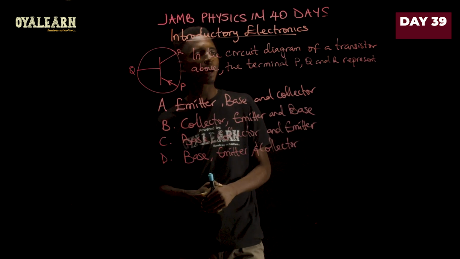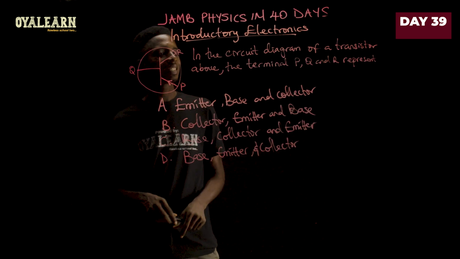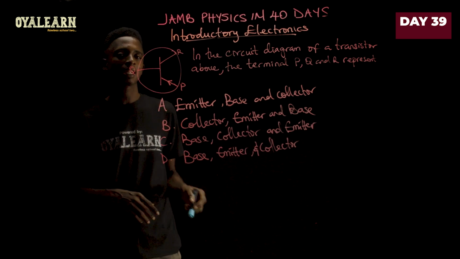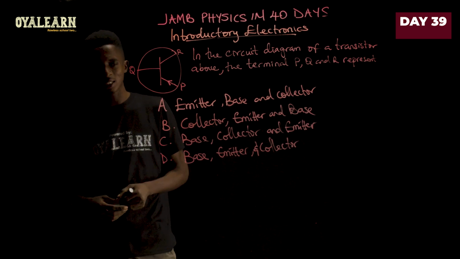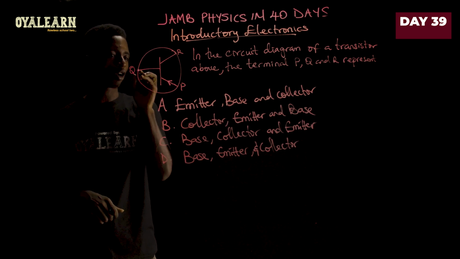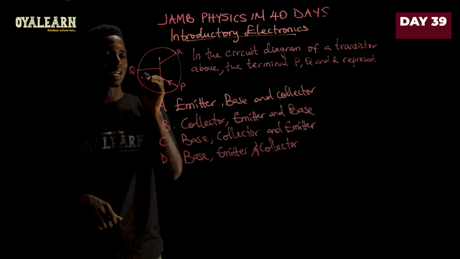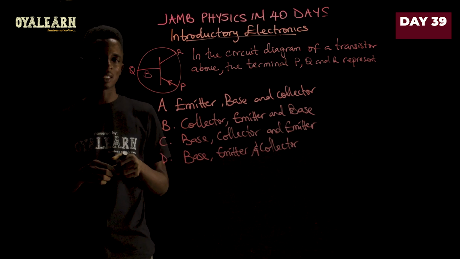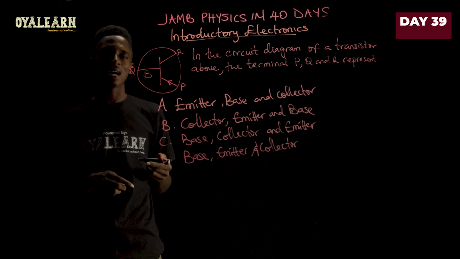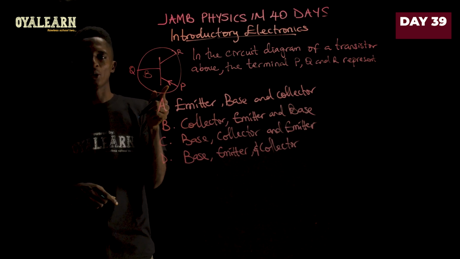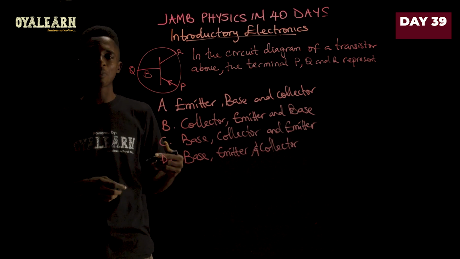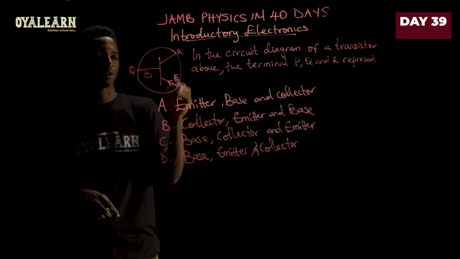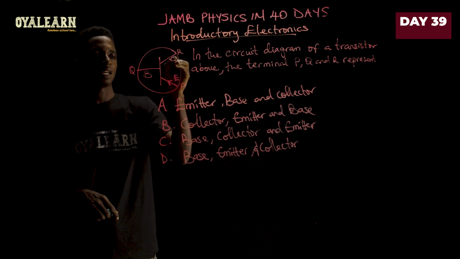In the circuit diagram of a transistor above, the terminals P, Q, and R represent. Now, this is the circuit diagram or circuit symbol for a transistor. You see this line that comes to this part here is known as the base. These two are emitter and collector respectively. How you recognize the emitter from the collector is there's usually an arrow. That arrow will tell you whether it's PNP or NPN. Because there's an arrow here, this is what we call the emitter, while the other part is the collector.